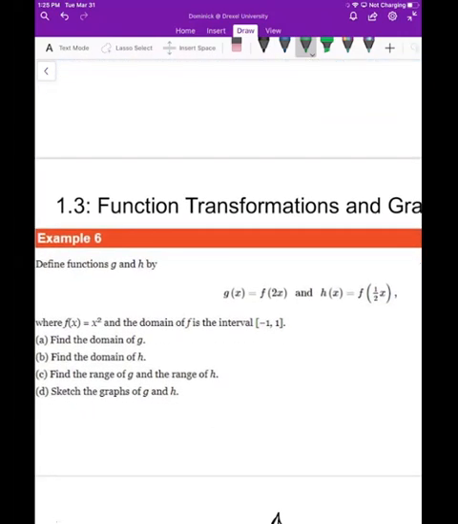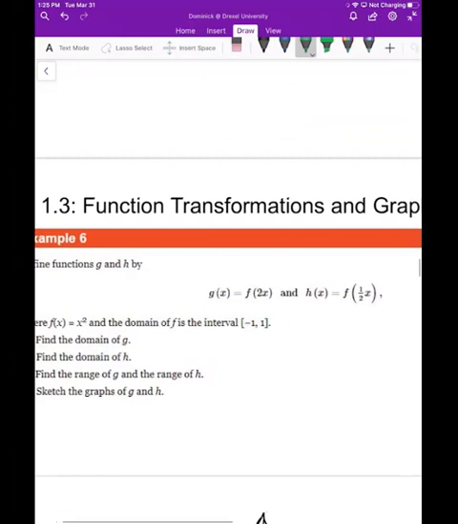Okay. Now, what happens if we multiply on the inside? Okay, so again, we're definitely going to affect the domain. So part C, we'll just say the range is still 1 to 1.